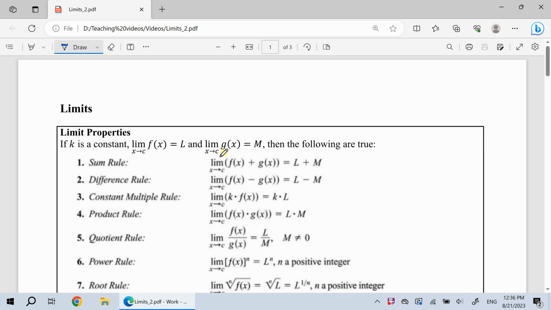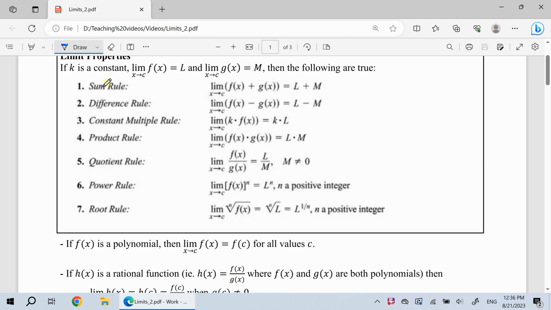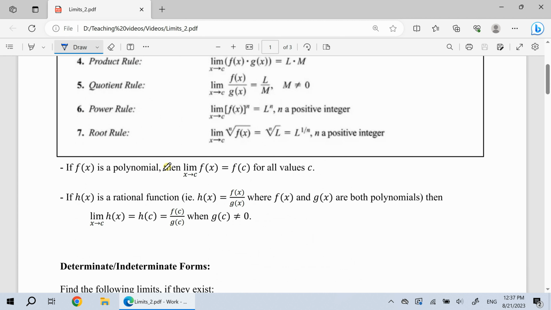Let's continue the learning on the limits. Here are limit properties. We have the sum rule or addition rule, the subtraction rule or difference rule, constant, product, quotient, power, and root rules. If the function is a polynomial, that means the domain x could be any real numbers.